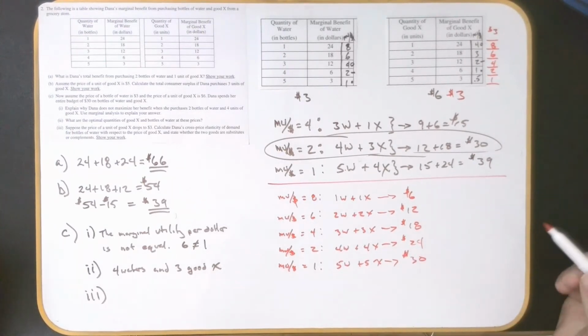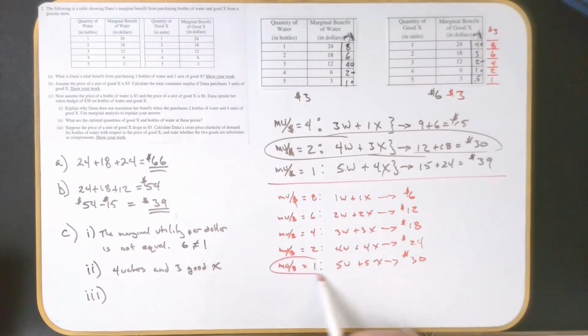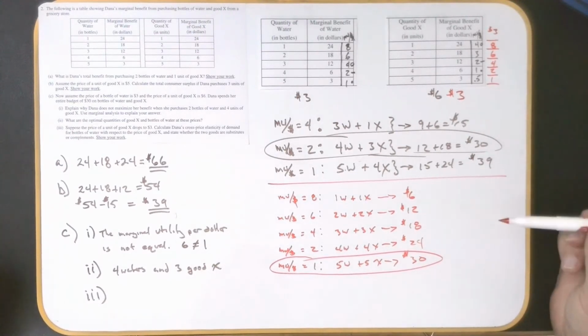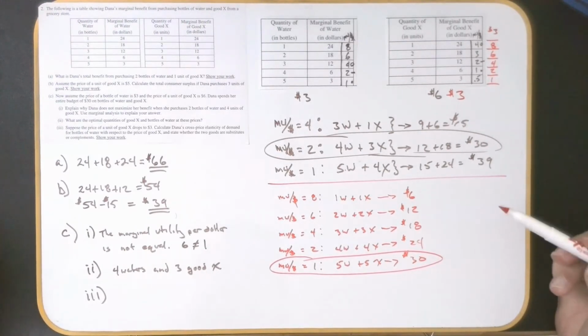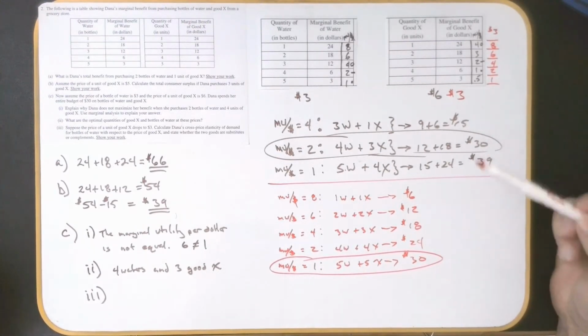Okay? Now, if you remember back on the problem, her budget is $30, so look what happened. Wow, she bought more of both things when the price dropped. Okay? So the reason I took time to show you that is now let's read the question. It says, suppose the price of unit X drops to 3. Calculate the cross-price elasticity of demand for bottles of water with respect to good X and state whether the two goods are substitutes or complements.